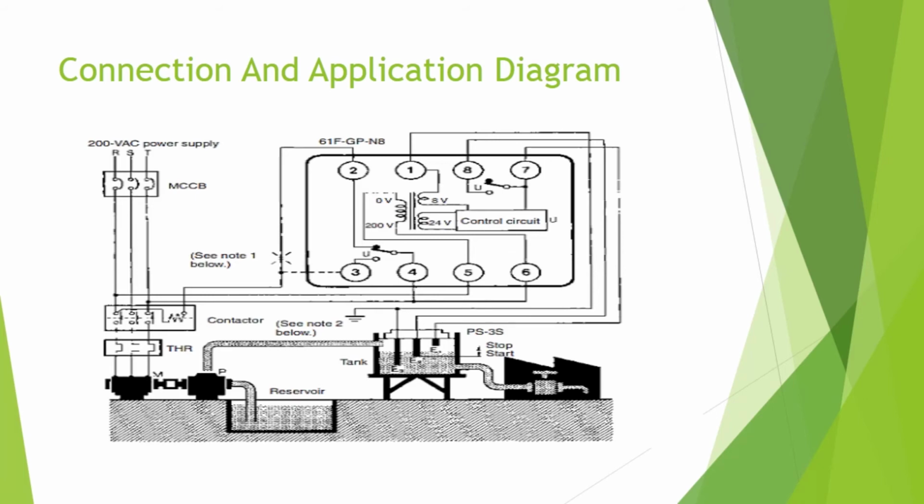Pin 7 is E1. As you can see, this is E1, electrode number 1, the upper level of the tank, and 8 is the moderate level, and E3 is the low level. And I hope you will understand this connection diagram.